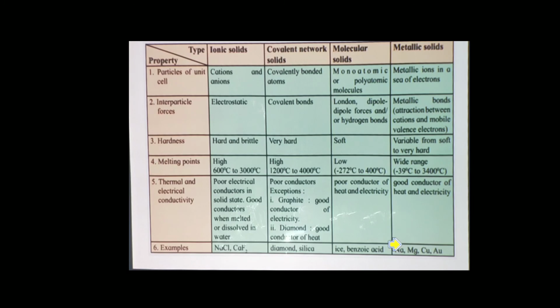So this is about the types of crystalline solid. Four types are there, which we explained on the basis of constituent particles, what interparticle forces are there, their hardness, their melting points, and their electrical and thermal properties with examples. I hope you understand all the types of crystalline solids.